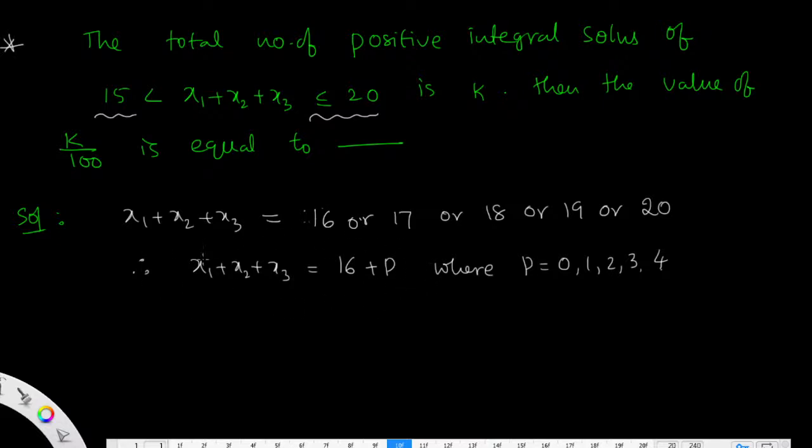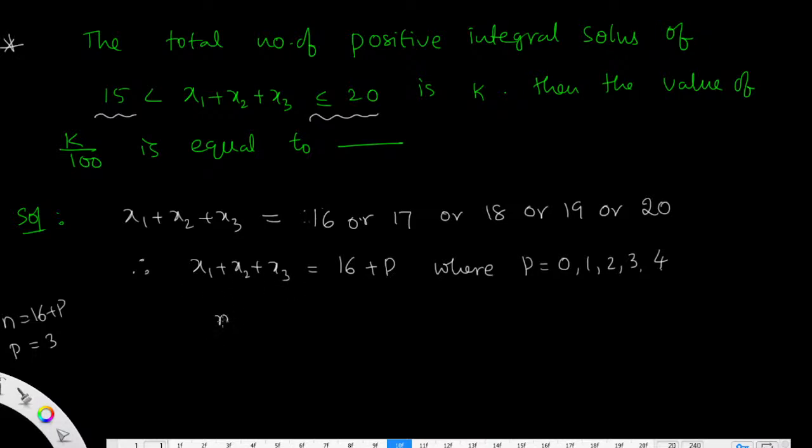Now think over the distributions. N equals what? N equals 16 plus p. Number of persons equals how many? x1 plus x2 plus x3. This can be distributed as 16 plus p things distributed among 3 persons.